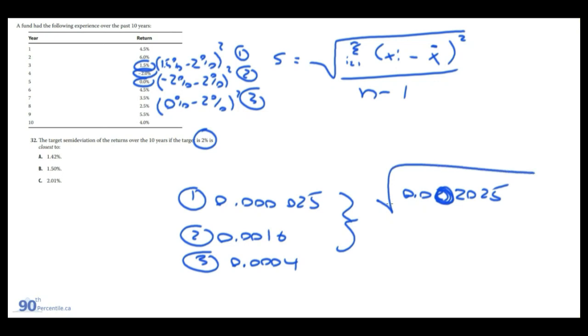So from here we have to take the square root, or first go 10 minus 1, and then take the square root. And our answer, once we do that, is around 1.5%, which is B.